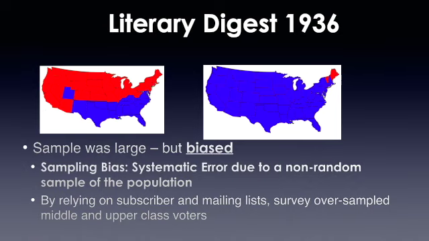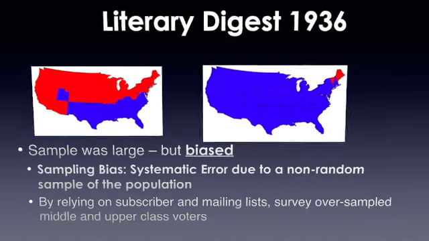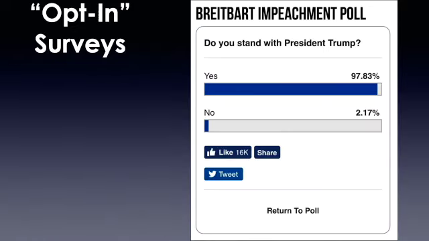Now also, as we saw, this is a problem that still exists today. Often whenever we see an opt-in survey, especially ones that are hosted on websites, there's very little credibility involved with these. So for example, here's a survey that's done by Breitbart, which reveals that 97.83% stand with President Trump. This was taken at the time of the impeachment. Now, this may be a very good survey of who visits Breitbart.com, but it's completely unrepresentative of the overall electorate. So how you make an inference about what this means about the overall state of public opinion in the country is entirely unclear.